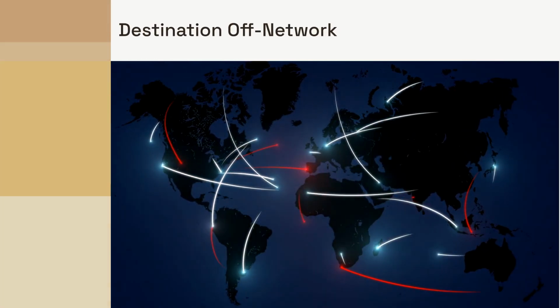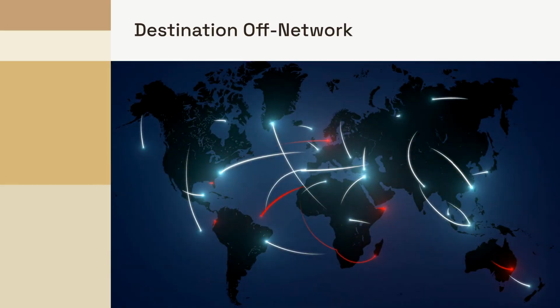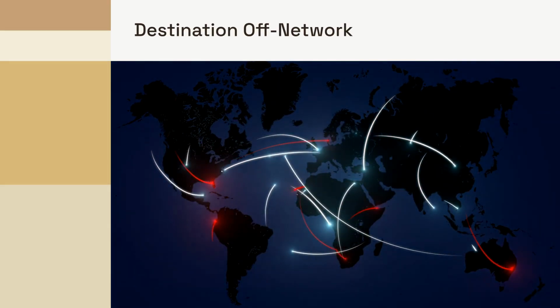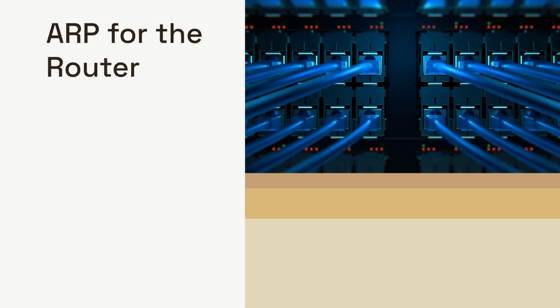But what if the destination is on a different network, like a website on the internet? If the destination IP is on a different subnet, the sending PC knows it must forward the data to its default gateway, which is the router. The sending PC performs an ARP request for the router's IP address, not the final destination's IP. The router provides its own MAC, and the frame is sent there to be routed forward.